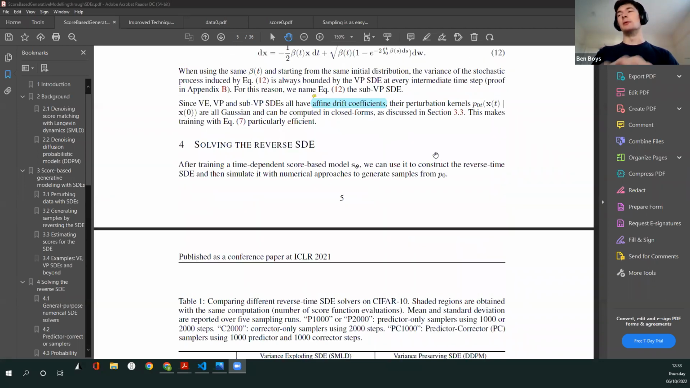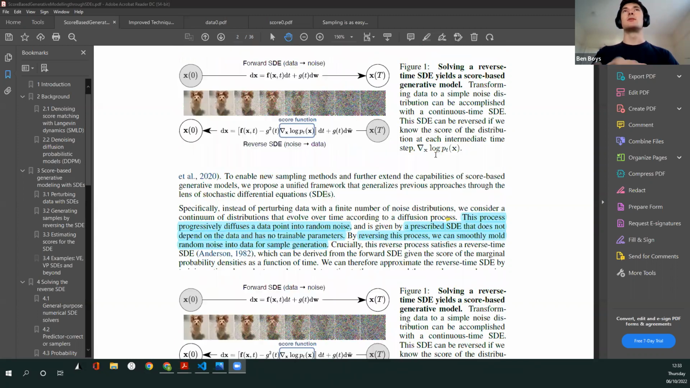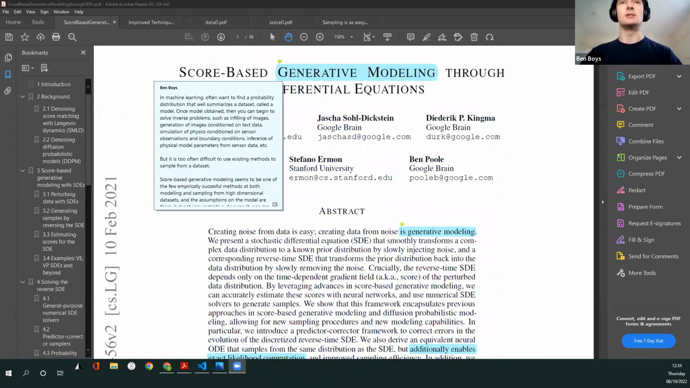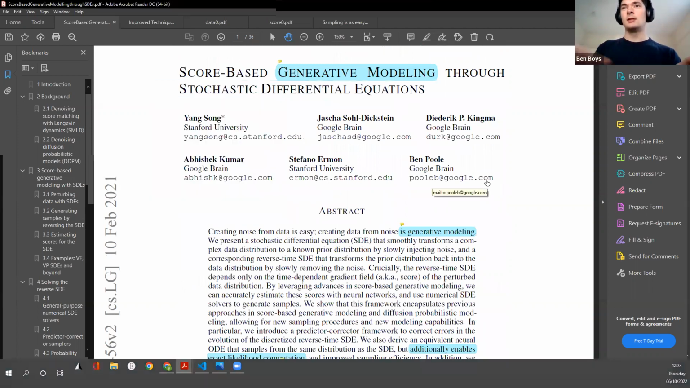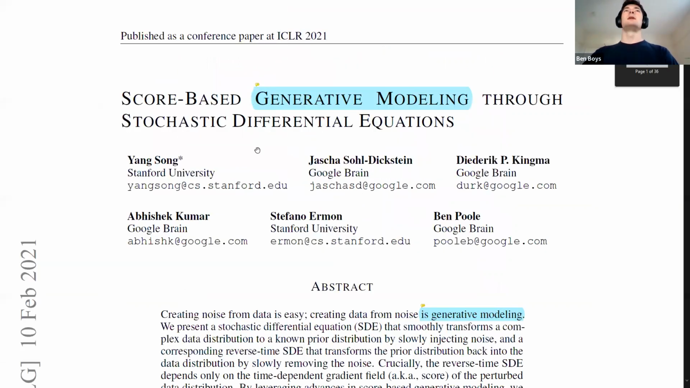So the paper we'll be reading today is called Score-Based Generative Modeling through Stochastic Differential Equations. So I just want to check you can see my screen. You can see the PDF. Give us a nod, Peter. Cool. Nice one. So this paper is authored by Yang Song and co-authors.